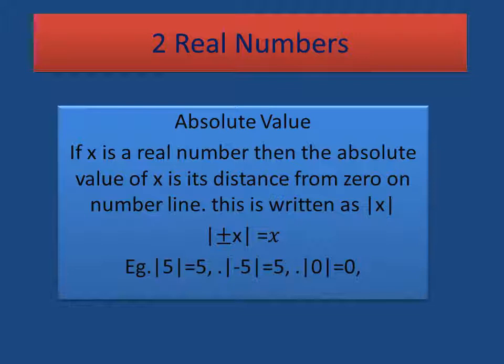If x is a real number, then the absolute value of x is its distance from 0 on the number line. This is written as mod of x. These two parallel lines are known as modulus or absolute value of x. Here, mod of positive or negative x, its answer is also x. Means, in the absolute sign, whether the number is positive or negative, its answer is only its related number.